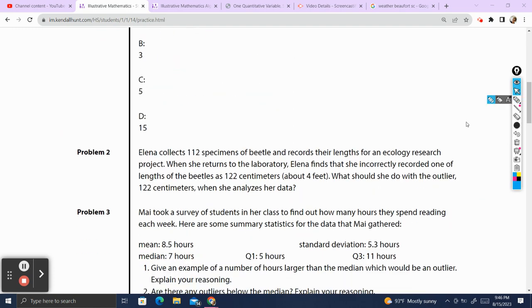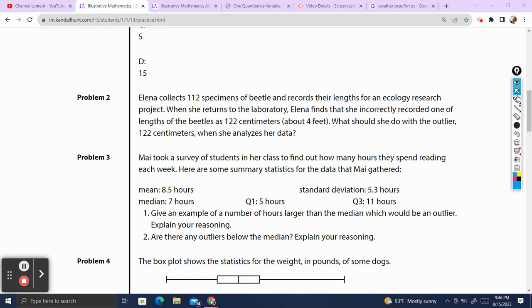Problem 2. Elena collects 112 specimens of beetles and records their length for an ecology research project. When she returns to the laboratory, Elena finds that she incorrectly recorded one of the lengths of the beetle as 122 centimeters, about 4 feet. What should she do with that outlier, 122 centimeters, when she analyzes her data?